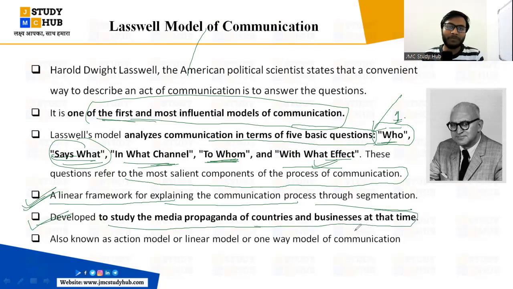So when this model was developed in 1948, what was happening? Most of the powerful countries and most of the businesses were using media for propaganda. And in order to use media as propaganda, they used the Lasswell model of communication. The main purpose of this model was to develop media propaganda: how to brainwash, ब्रेनवाश कैसे करें लोगों को, target audience को manipulate कैसे करें, how to manipulate the target audience, how to convince the people, how to persuade people in a very powerful manner, right?